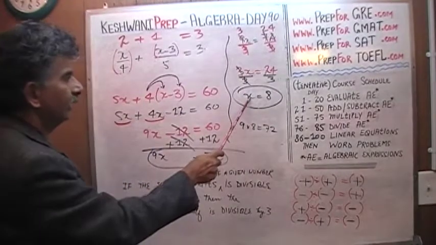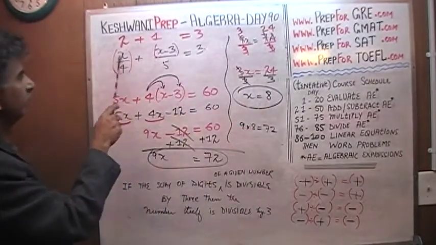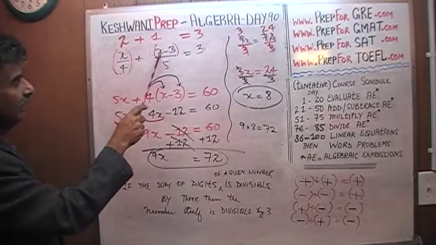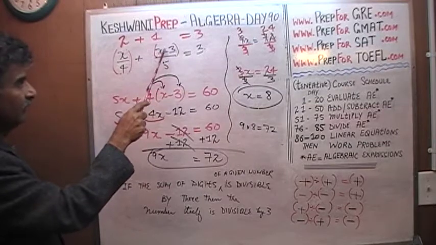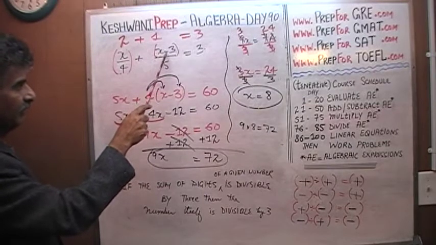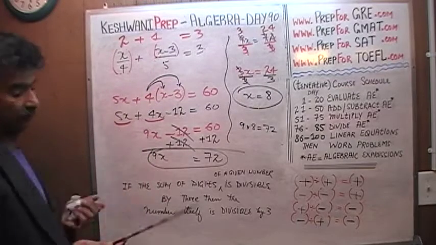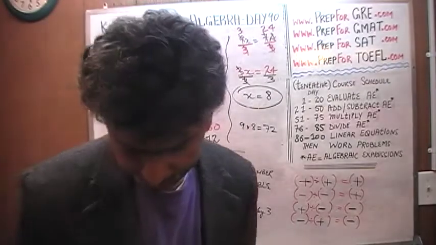One more time, I'm going to explain it. We just found that x equals 8. We put it in here. 8 divided by 4 gives us 2, and 8 minus the 3 is 5. The 5 divided by 5 is 1. 2 plus 1 equals 3, which is what we have. So it works. That's it.